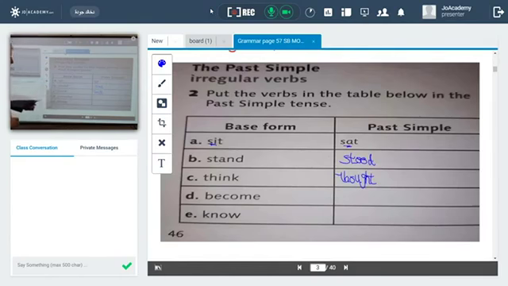Okay. The verb become becomes became. So we change the O into A. So become, if we look, it will be on the left side of the activity book. Become becomes became.